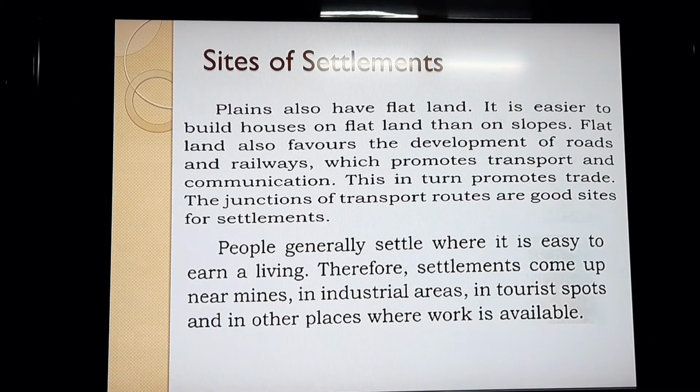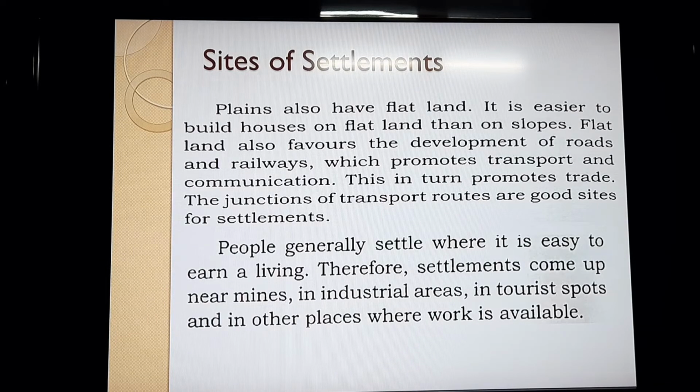Okay, so a few reasons we have seen. The plains have good, fertile soil, and a good climate. Another reason the plains are a site of settlement is that the plains are flat, and flat area is good for building houses and roads. And if roads and railways get developed over there, transportation becomes possible. So it promotes trade, and wherever trade is promoted, people settle in that particular area.